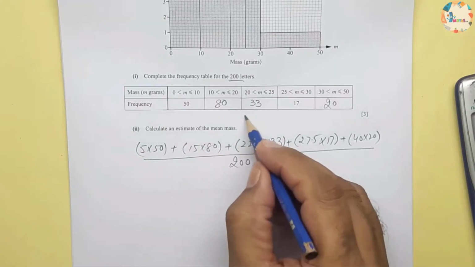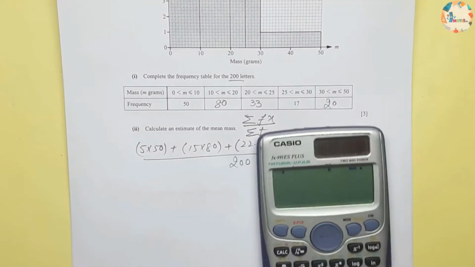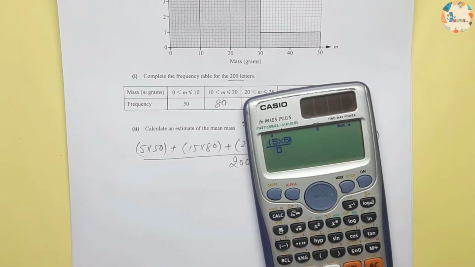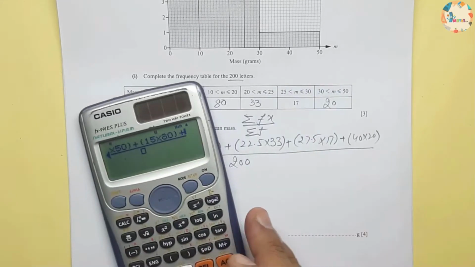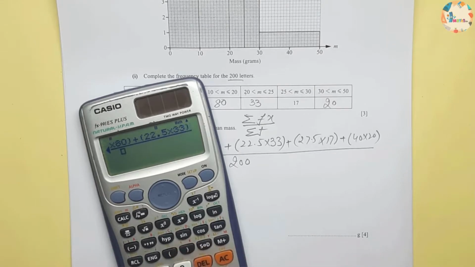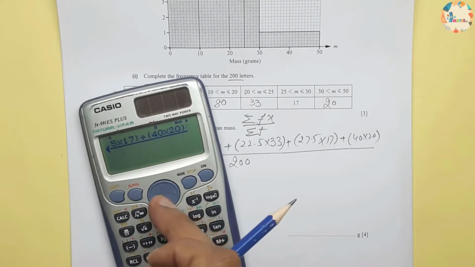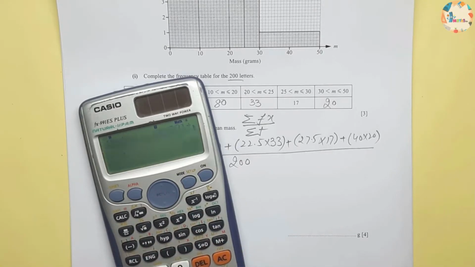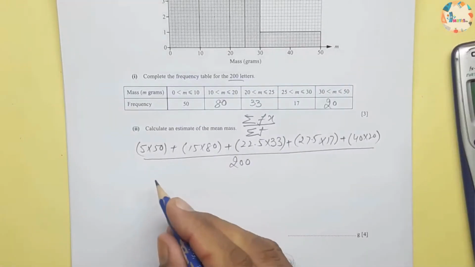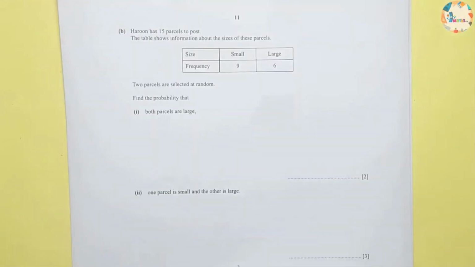Now this formula which we are using is sigma fx divided by sigma f. So this is the formula which we are using for this, and now we can calculate this. So 5 multiplied by 50, plus 15 multiplied by 80, plus 22.5 multiplied by 33, plus next value 27.5 multiplied by 17, plus next 40 multiplied by 20, and divided by 200. So this will be equal to 17.3. We can write answer over here, 17.3 grams.